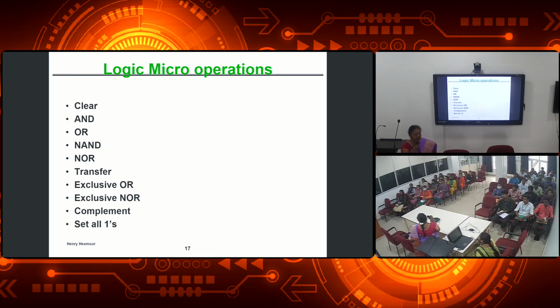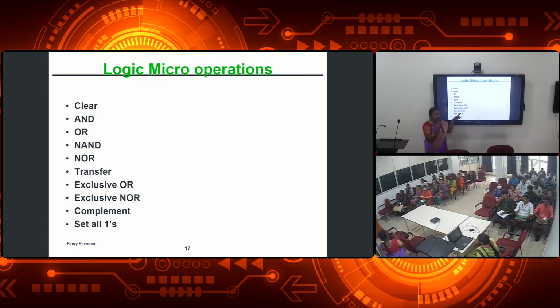Union means OR gate, intersection means AND gate. And then for the NAND gate, you have to use R1 dot R2, the whole bar. That is a NAND gate. Next, NOR gate means R1 plus R2, the whole bar. That is used in a NOR gate. Transfer means R2 assigned to R1. Next, exclusive OR means A circle plus B. That is an exclusive OR gate. Next, exclusive NOR gate means A circle plus B, the whole bar.